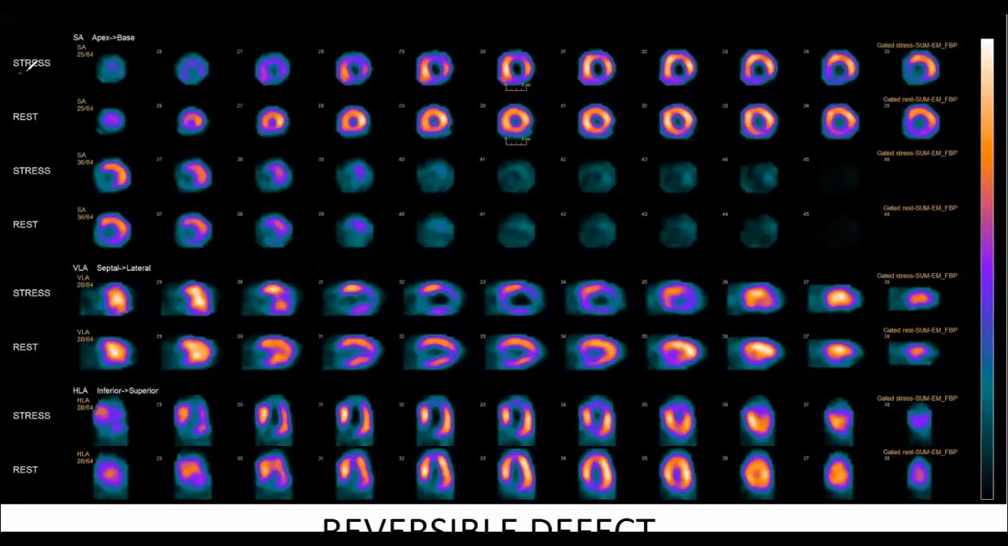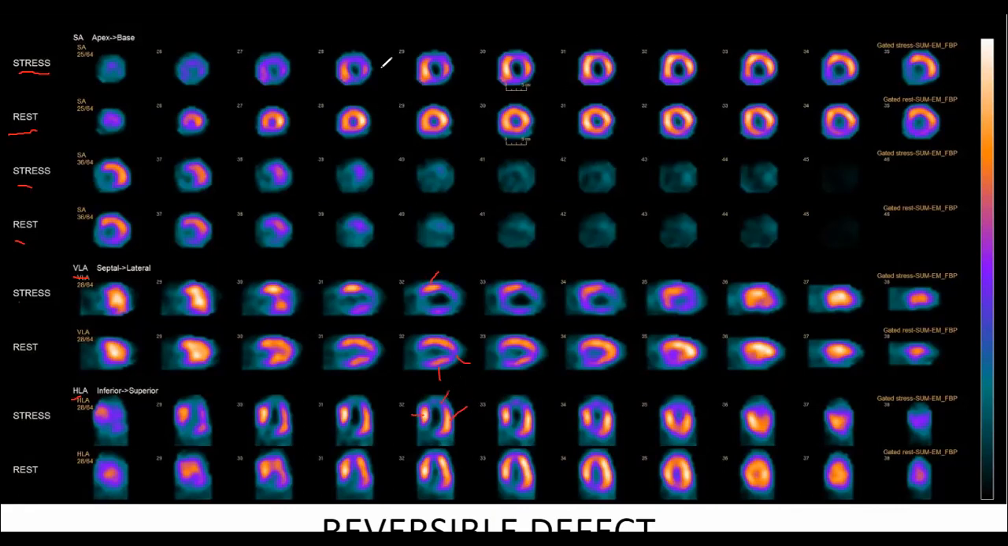Commonly, the stress images are shown on the top and the rest images are shown in the bottom line. Stress, rest, stress, rest, stress, rest. So on the first 4 rows, this is the vertical long axis. It is written already. This is the horizontal long axis. On the vertical long axis, we said it is anterior, inferior, apex. On the horizontal long axis, we told this is lateral, this is septum, and this is apex.